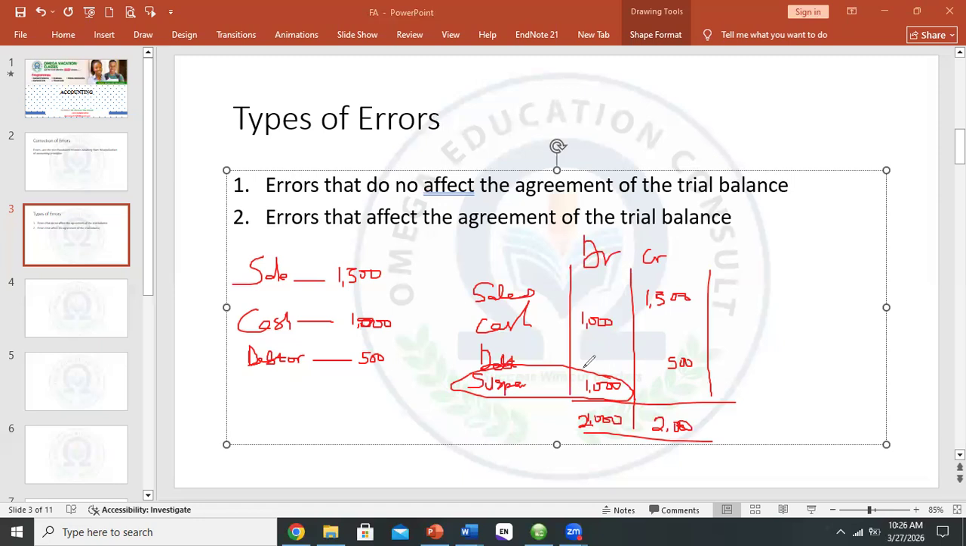Okay, so professors, these are the two types of errors in accounting. Errors that do not affect the agreement of the trial balance, and errors that would affect the agreement of the trial balance. I'll pause for questions, please. If there are questions, let me have them. Any questions so far?